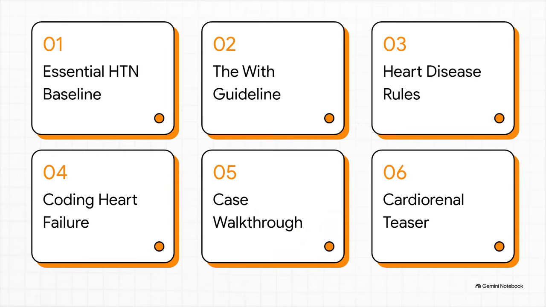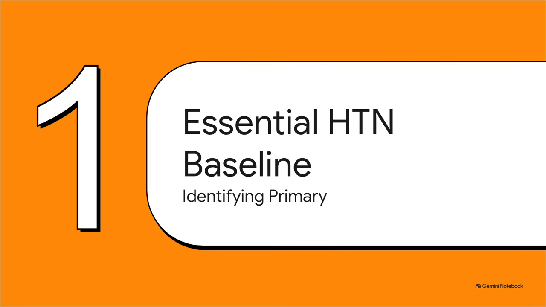Here is our case file for today. We'll start by setting our essential hypertension baseline, then we'll break down the crucial with guideline, map out the specific hypertensive heart disease rules, tackle heart failure combinations, walk through a real clinical case, and finally wrap up with a cardiorenal teaser. All right, Section 1, let's establish our essential hypertension baseline and identify our primary suspect.